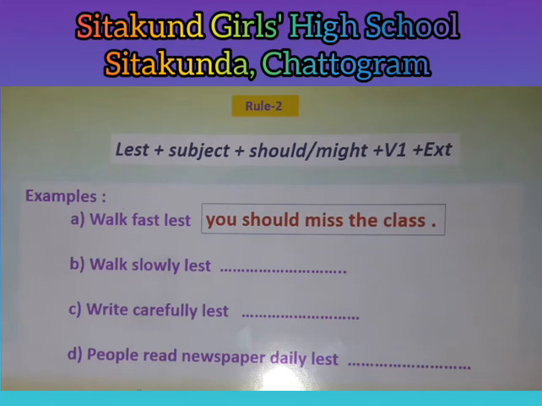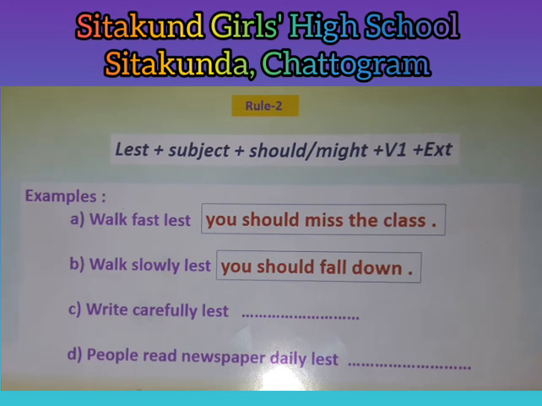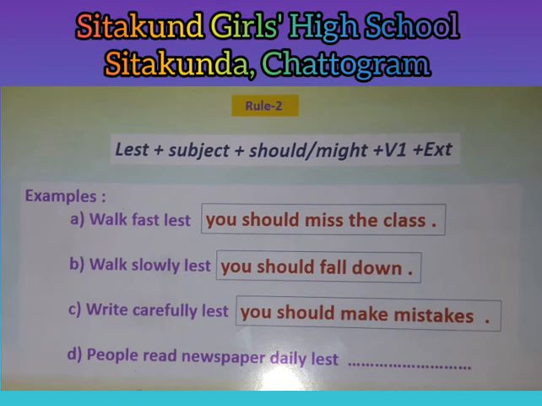The second line: work slowly. Why will you work slowly? Actually, if you don't work slowly, you should fall down. That's why: work slowly lest you should fall down. Write carefully. You have to write carefully, otherwise you may make mistakes in the exam. That's why: write carefully lest you should make mistakes.